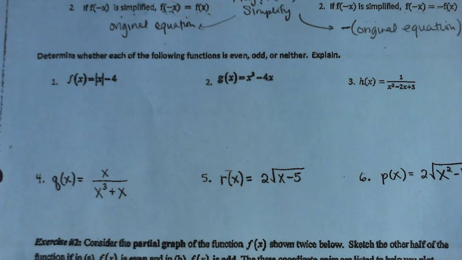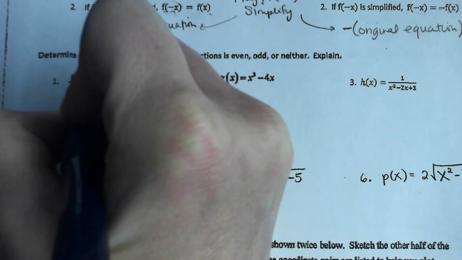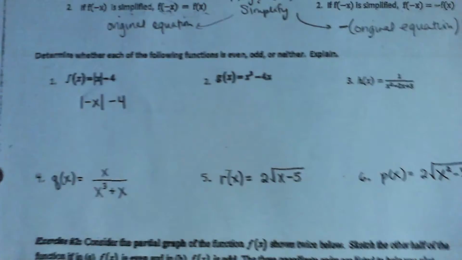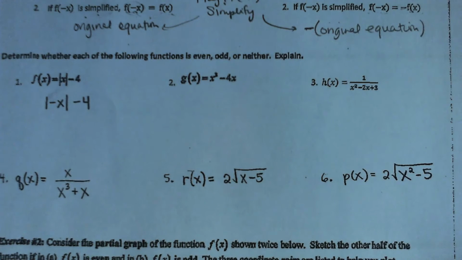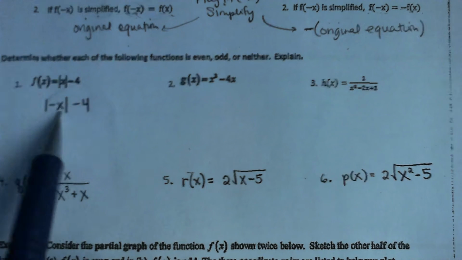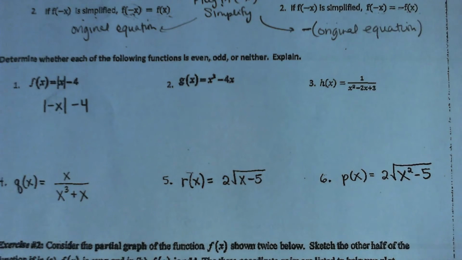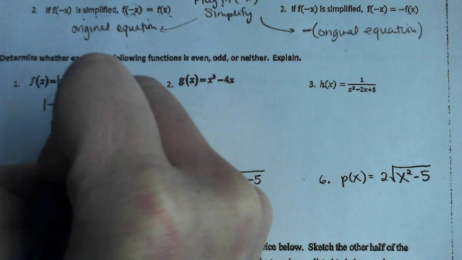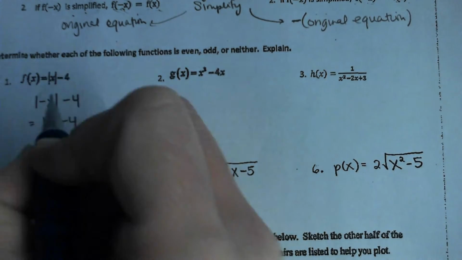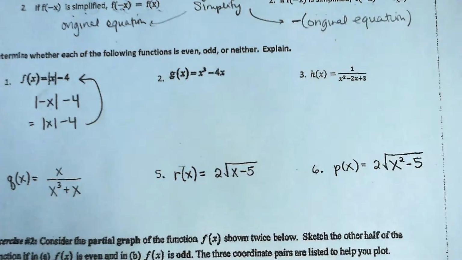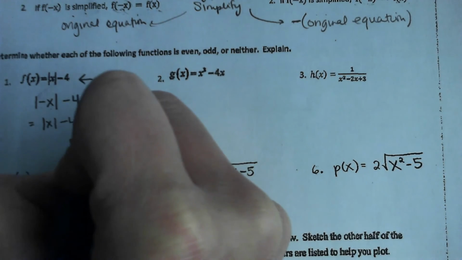So you always plug in negative x. So if I plug in negative x and simplify that, is that the same as the original? Is the absolute value of negative x the same as the absolute value of x? Yes. So that gives you the original exactly, so that's even.